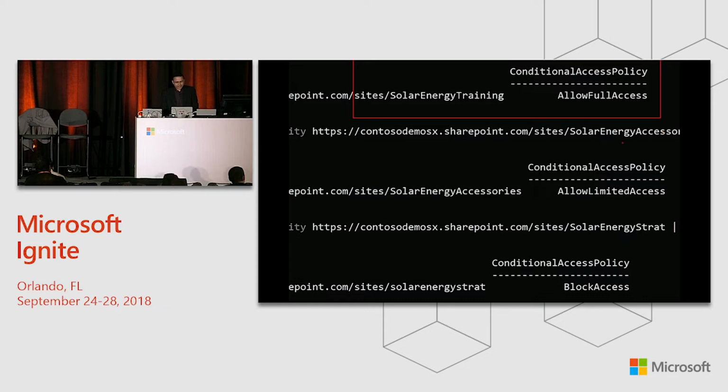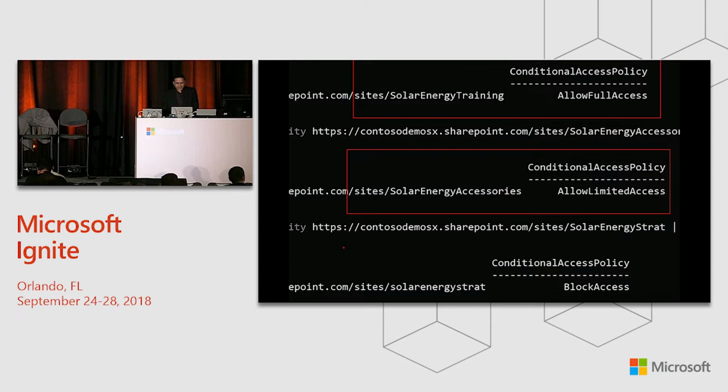The second one I have is the Solar Energy Accessories Site Collection. Now, this site collection is a project site collection, and there is a site owner for it, and on some level, it's a confidential site collection. So I don't want to give full access for that site collection, so I choose to give them limited access for that site collection. So you can see the conditional access policy I set as allow limited access.